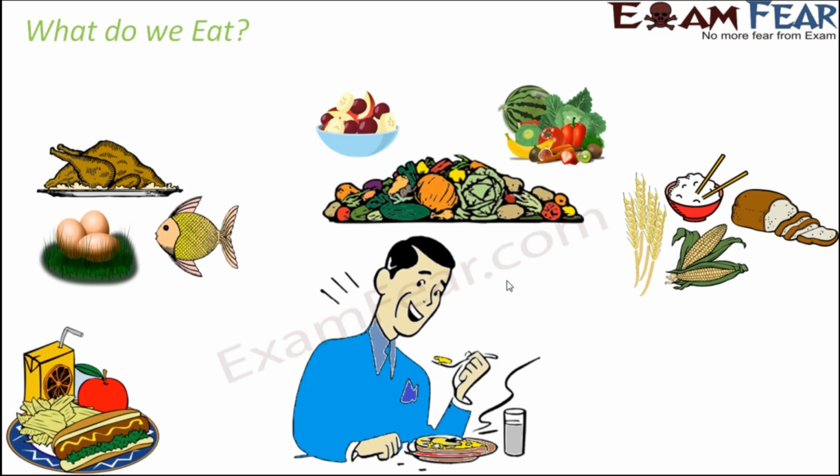We also eat juices, French fries, burgers, pizzas, so they are also a variety of food items. And we also consume a lot of dairy products, that is, the products which are obtained from milk. We consume milk directly, and we also consume a lot of products like curd, butter, cheese. These are all obtained from milk. So these milk products also form a major part of our diet. These are the variety of items which we eat.